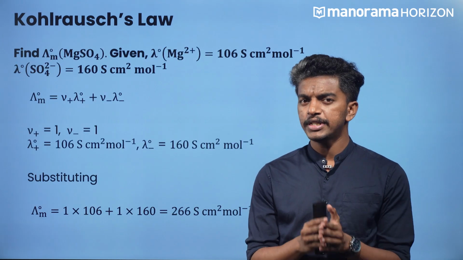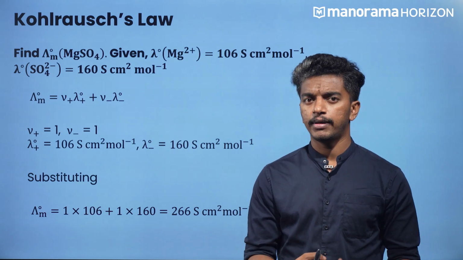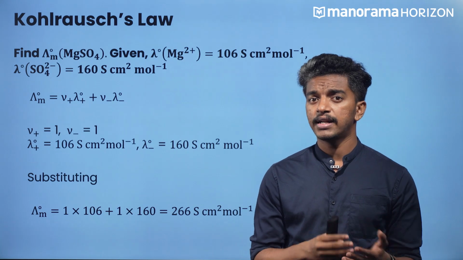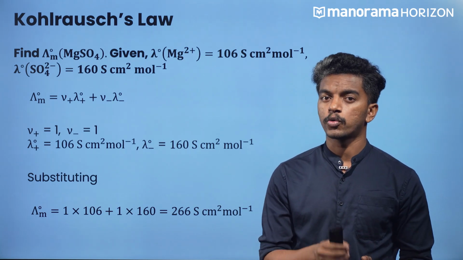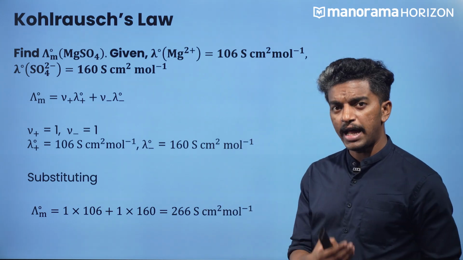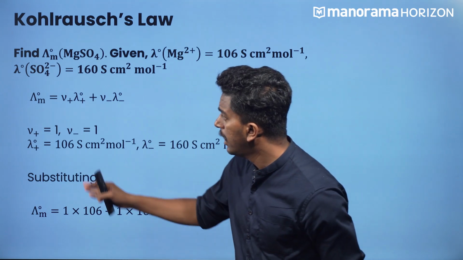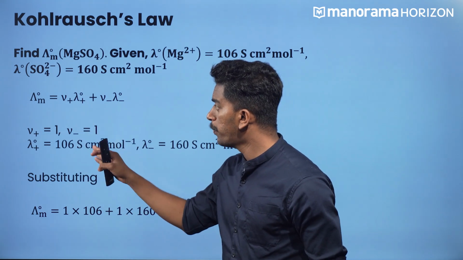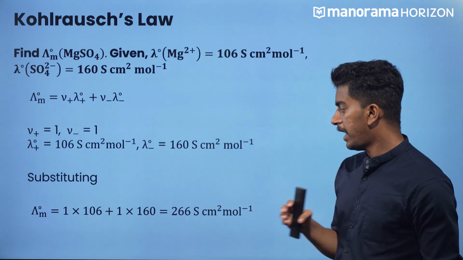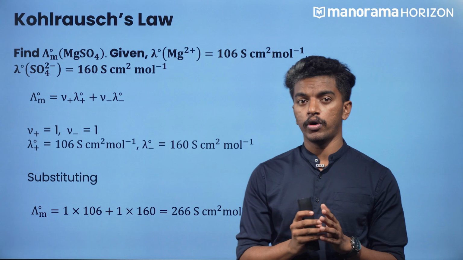Now, using this concept, find the limiting molar conductivity of magnesium sulfate. It is given that the limiting molar conductivities of magnesium ion and sulfate ion are 106 and 160 Siemens centimeter square mole inverse respectively. By substituting these values in the equation Λm0 = ν+ λ0+ + ν− λ0−, you will get the final answer as 266 Siemens centimeter square mole inverse.